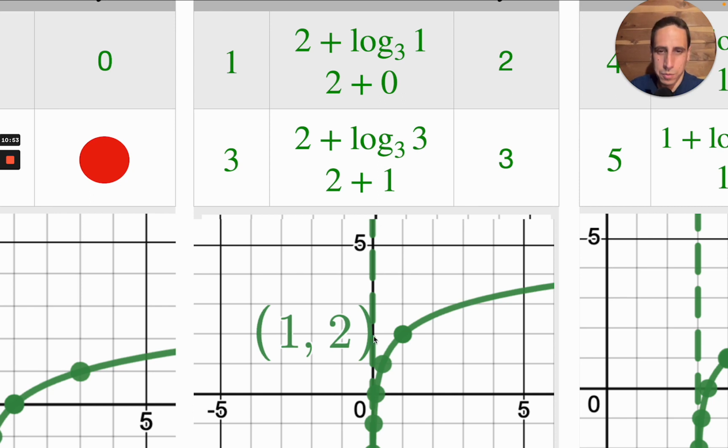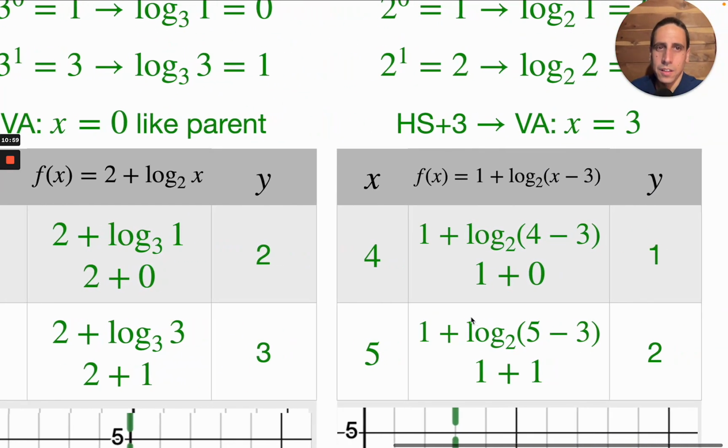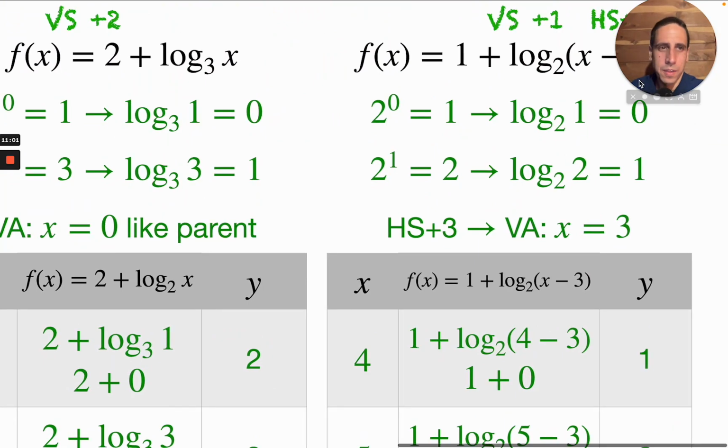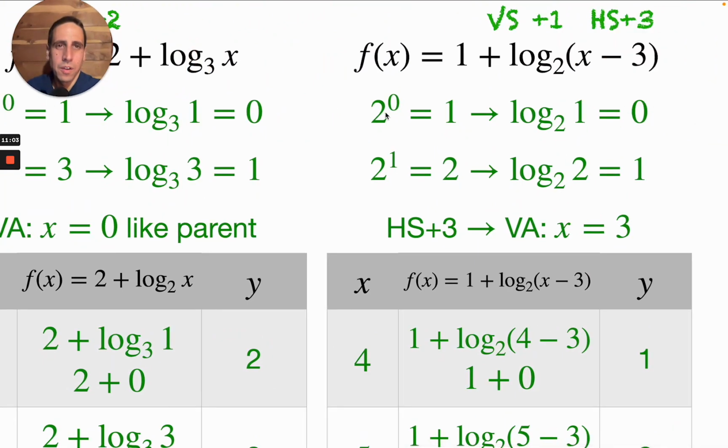You got a vertical asymptote along the y-axis at x equals 0, and so then click graph a function and you're done. Let's do a really tricky one. Here we can see this is 1 plus log base 2 of x minus 3. This is inside the function, so it's going to be a horizontal shift of plus 3 and then a vertical shift of plus 1 from here.